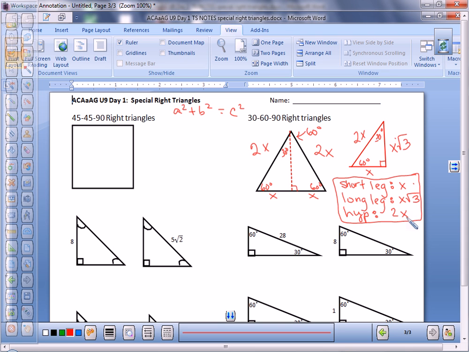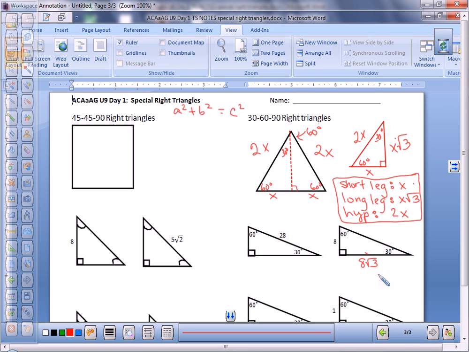All right, so this is what's going to work. So let's look at this one. Do you see the 8 is across from the 30-degree angle? So the 8 is our short leg. Let's look at what we just discovered. If we know the short leg, we can multiply it by the square root of 3 to get the longer leg. So if the short leg is 8, then 8 times the square root of 3 is the longer leg.